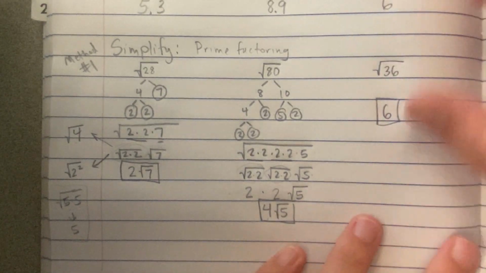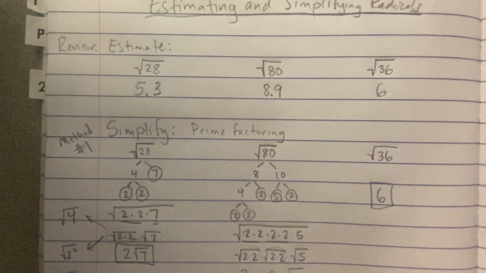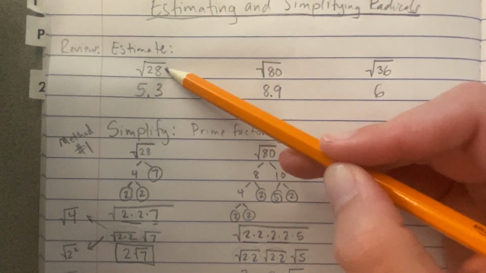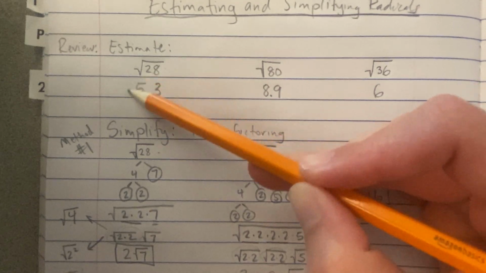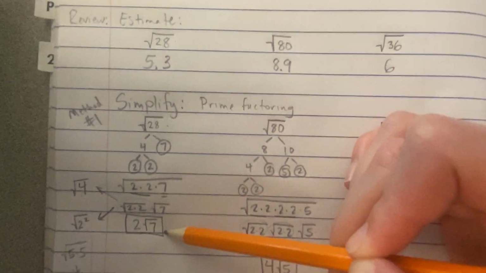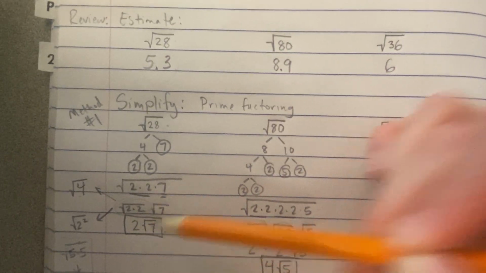Okay, this is the method that you're going to use, and you're going to go ahead and try it on each of the problems, okay? On each of the problems, you're going to estimate the number, and then you're going to simplify the number. So for estimate, you should be putting a decimal, and for simplify, you should be putting a number root a number like this.